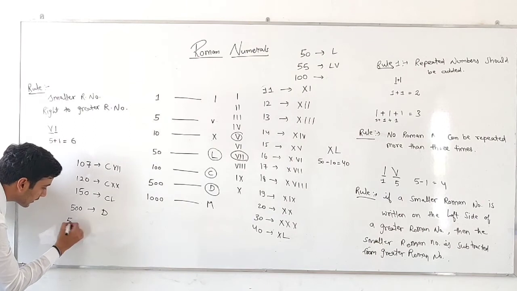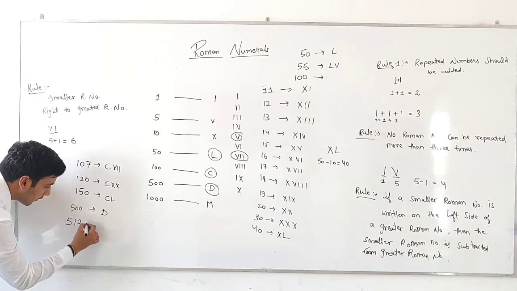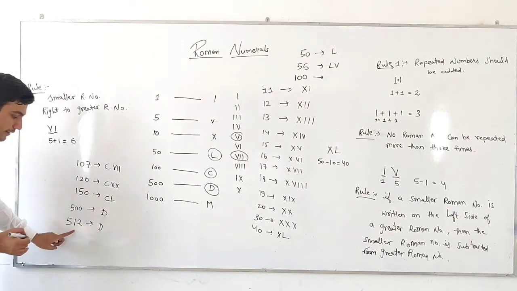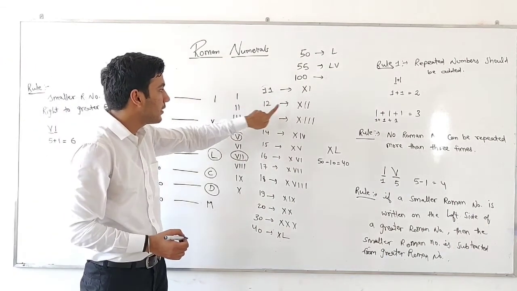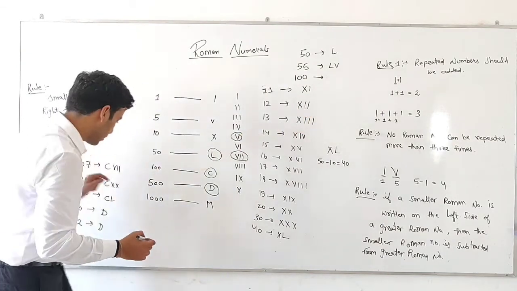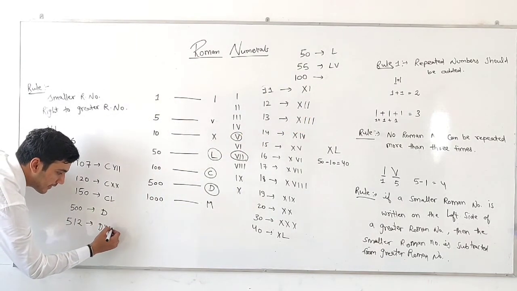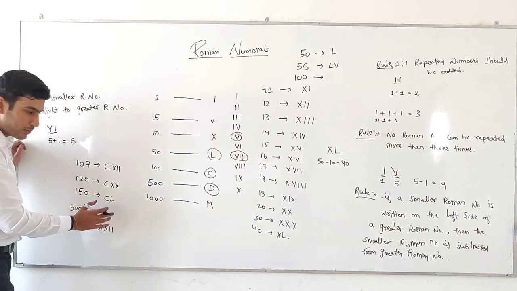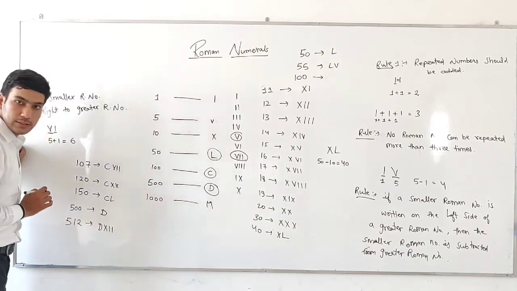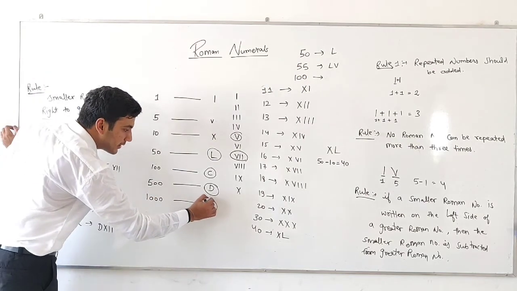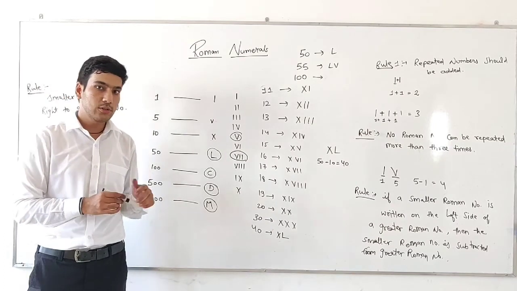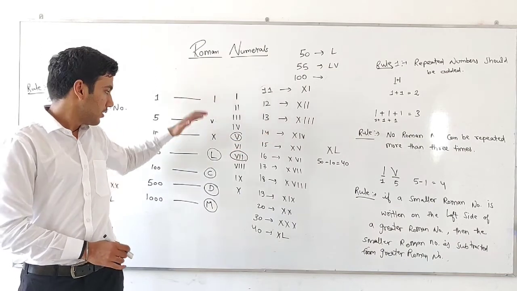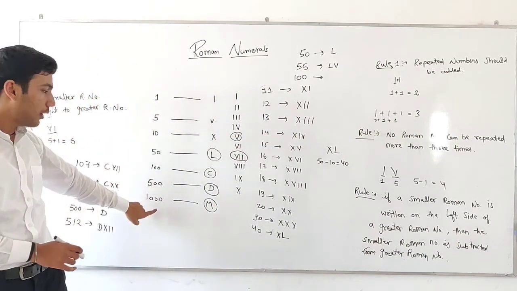Now I will ask what is the Roman symbol for 512? D is for 500, and what is the Roman symbol for 12? XII. So DXII is the Roman symbol for 512. Okay. And last, what is the Roman symbol for 1000? M is the Roman symbol for 1000. Okay students, so here you have learned so many Roman numbers from 1 to 1000.